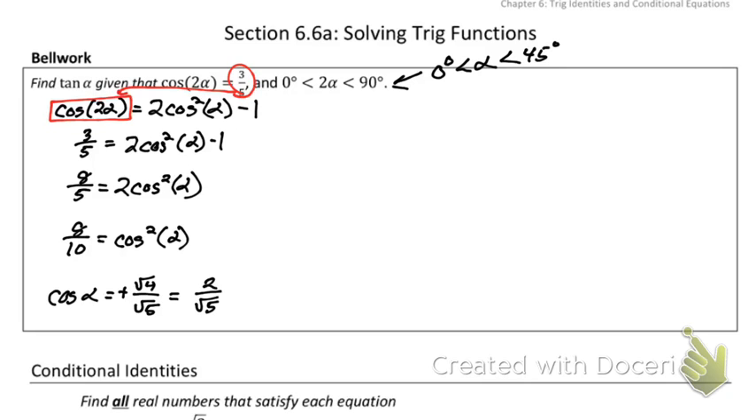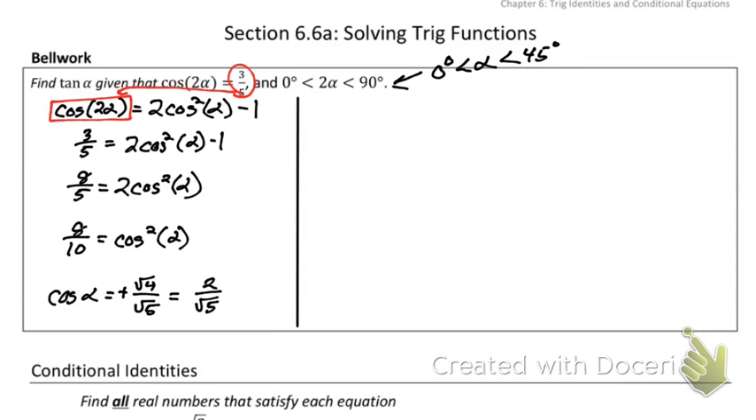Does the problem ask you for cosine? No, you don't need to simplify it. You can leave it as 2 over square root of 5. You could leave it as square root of 8 over 10. I don't care. We're just going to use it to get to tangent, because tangent is sine over cosine. So I need to get cosine first, and then I'm going to go ahead and get sine. So once you know cosine, you can easily get sine.